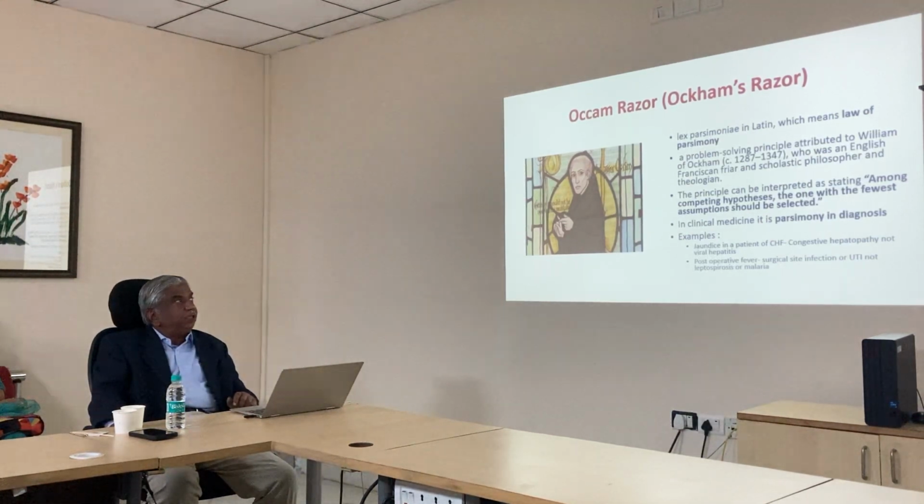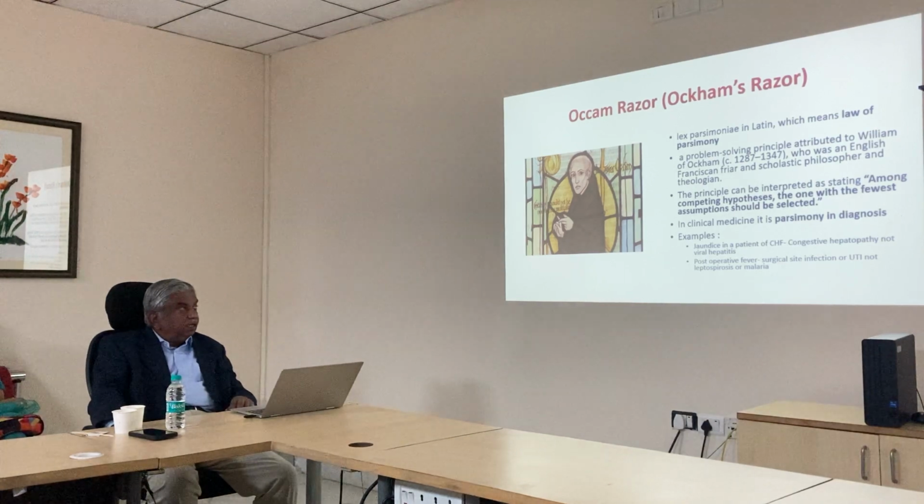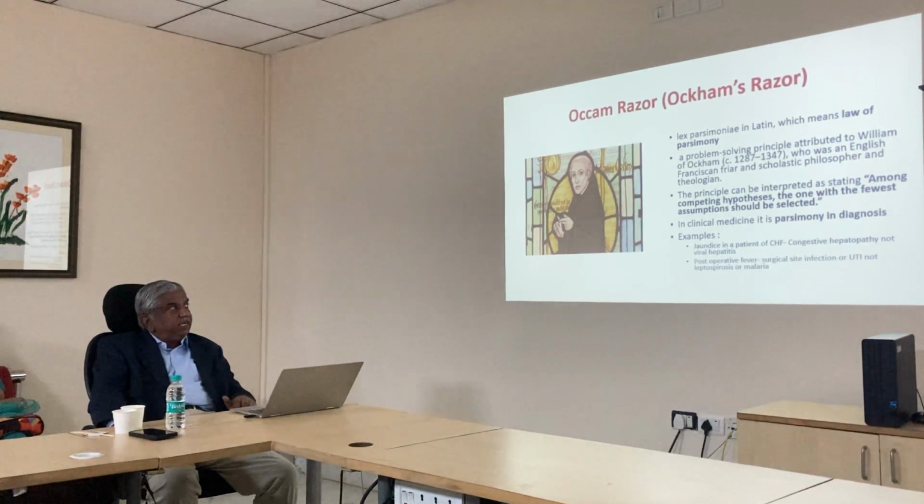Occam's razor is what is called lex parsimoniae in Latin, which means law of parsimony. Parsimony means thrift or spending less. This is a problem solving principle. Actually, it was not initially in medicine, but he was a theologist, William of Occam, who was an English friar and scholastic philosopher and theologian, who first proposed that among competing hypotheses, the one with the fewest assumptions should be selected. In clinical medicine, it is parsimony in diagnosis. That is, you try to explain the patient's symptoms and signs, everything under one umbrella, under one diagnosis.